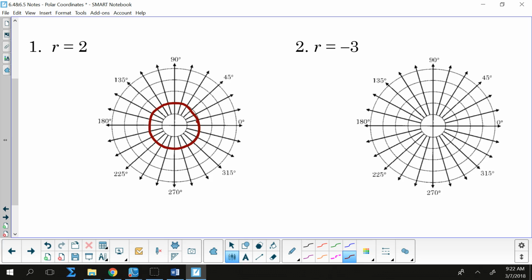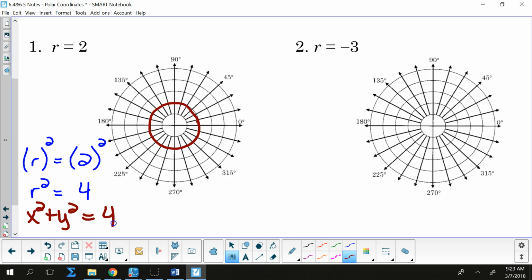If I convert this one, r equals 2, I would square both sides, which would give me r squared equals 4. And r squared then is x squared plus y squared. That would equal 4, which is a circle centered at the origin with radius of 2.